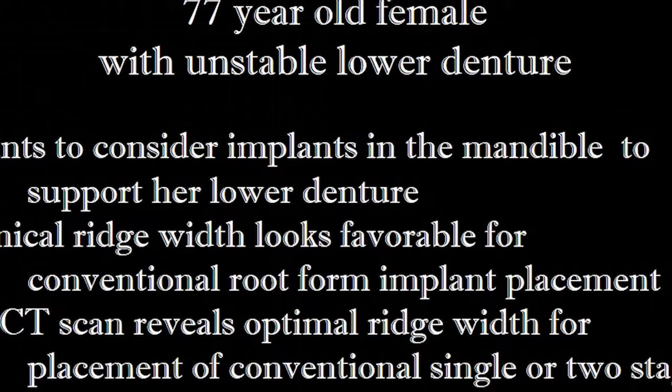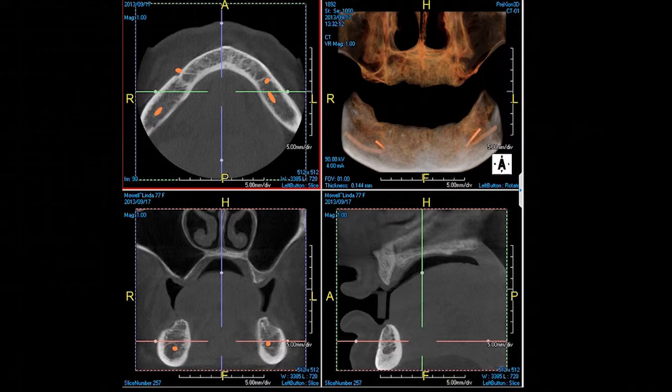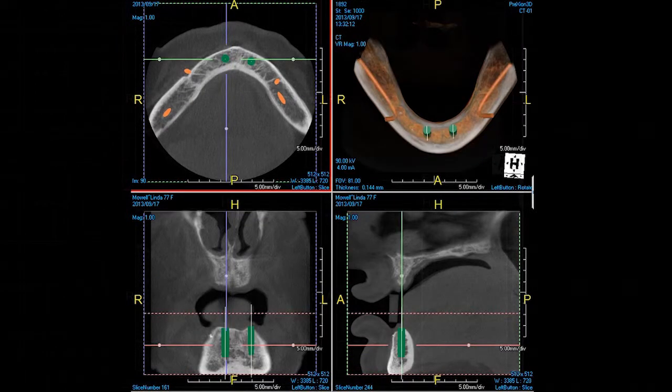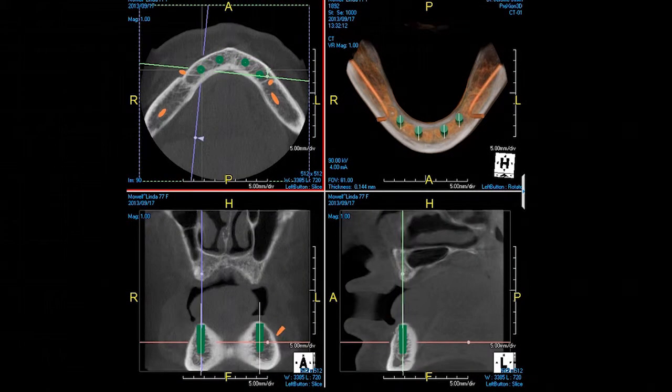Ridge width looks favorable for conventional root forms, and the CBCT reveals optimal width for placement of conventional single or 2-stage implants. So with this, we're able to go ahead and select, based on the amount of available width, the length as well as the width of the implants that we're contemplating using in the back and the front.